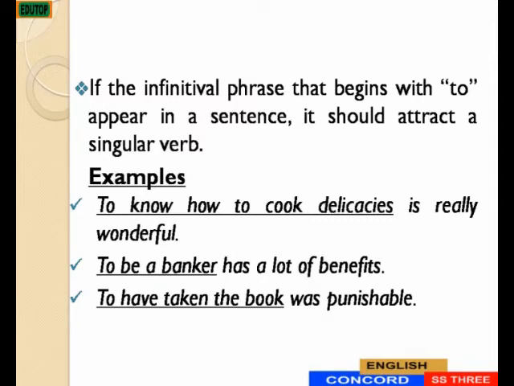If the infinitival phrase that begins with "to" appears in a sentence, it should attract a singular verb. And you know, we have talked about the infinitival phrase in the previous lesson. They are phrases that begin with the word "to", T-O. So we have examples like, to know how to cook delicacies is really wonderful. This is a phrase that expresses a singular thought. So we use the singular verb "is". To be a banker has a lot of benefits. To have taken the book was punishable.